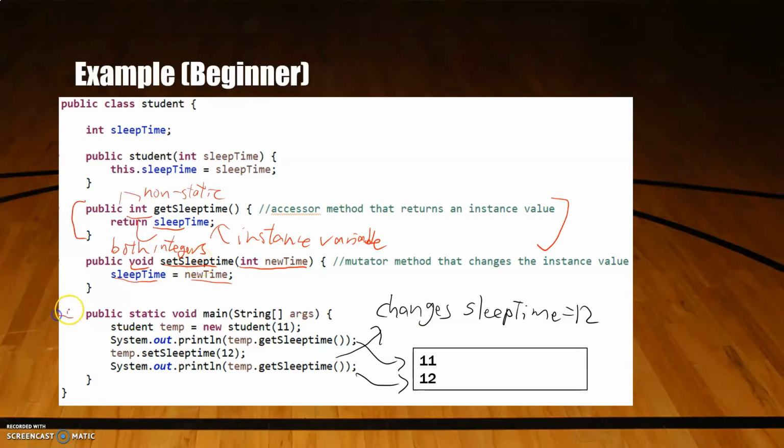So now into the main code. Well, first, a new student object called temp was constructed with a sleep time of 11. Then, when we get sleep time, we return temp's sleep time, which is 11. Then, we set sleep time to 12, which sets temp's sleep time to 12. If we print get sleep time now, because sleep time is now set to 12, we get 12. And so this is the answer for this code.